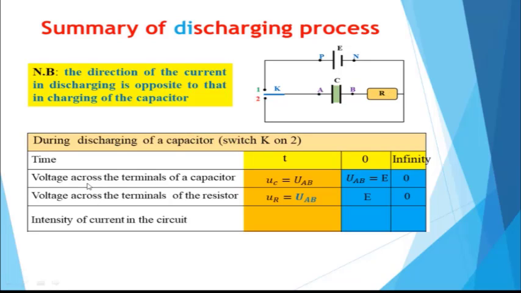The intensity of the current in the circuit is calculated using Ohm's law: I is equal to UR divided by R. At the beginning of the discharging, I has its maximum value, which is equal to E over R, whereas at the end of the discharging, the current is equal to 0 because UR is equal to 0.